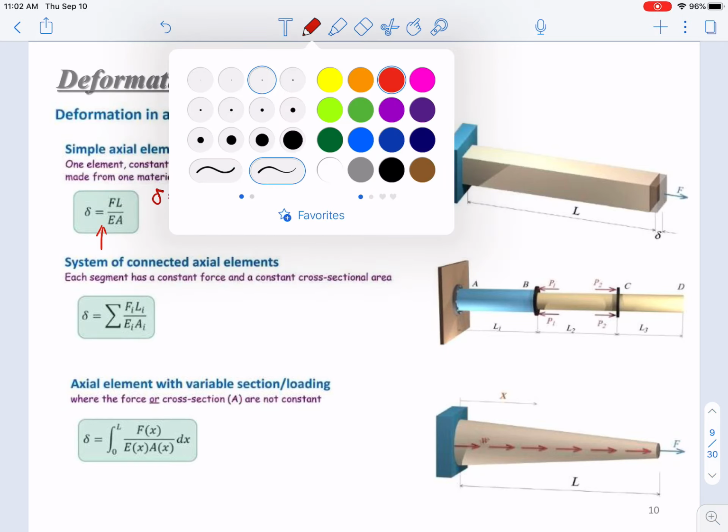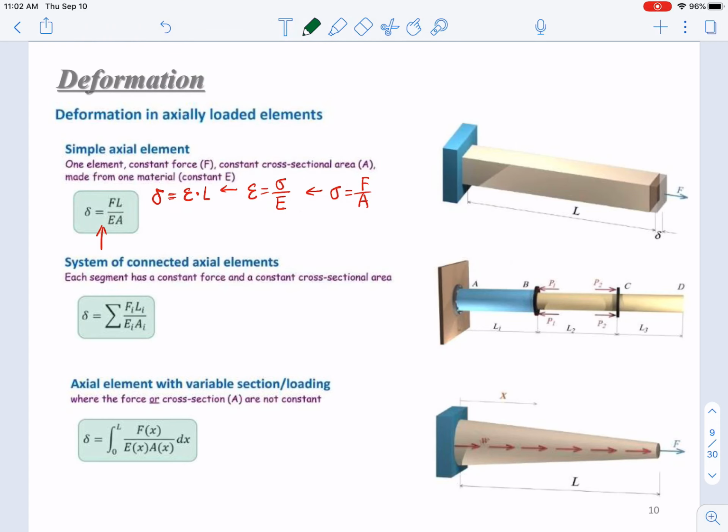So you can see, let's go backward. Substitute this equation into this one, and you will get epsilon equals F over EA. Substitute this one into this one, and you will get delta equals F L over EA. So we derived this equation. This is just a basic equation for calculating the deformation in axially loaded elements.